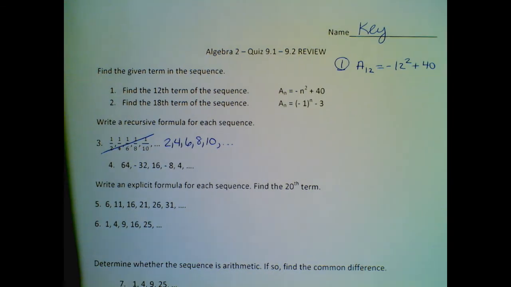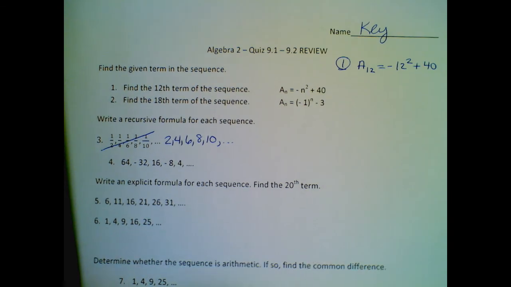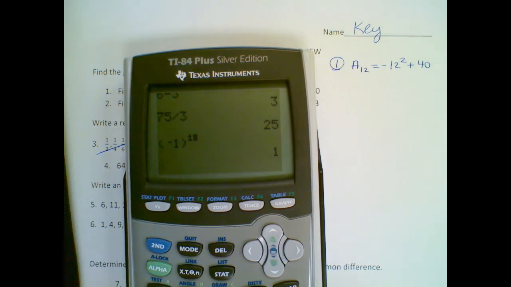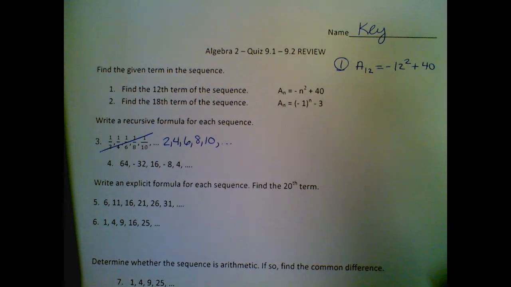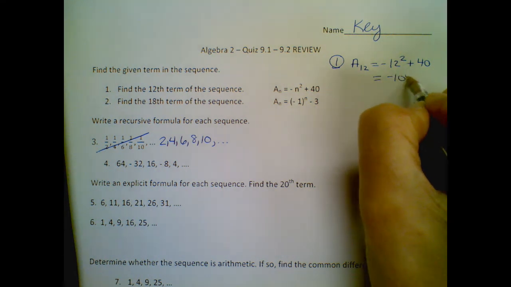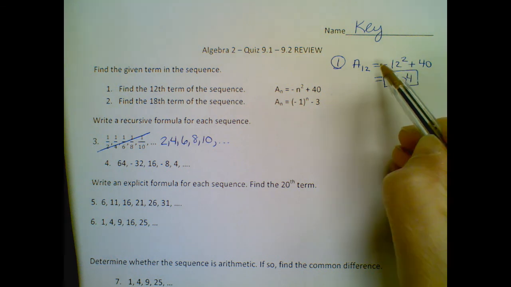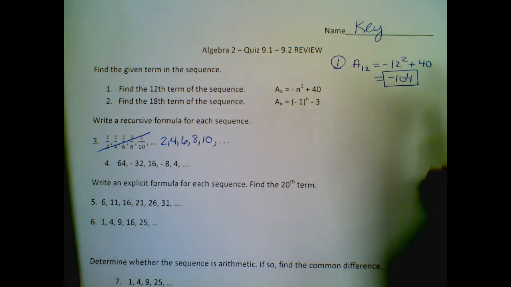Now if I was going to type this into my calculator, I'm not going to put parentheses. I'm going to type it exactly how I have it written. So I would do negative 12 to the second power, and then plus 40, and I should get negative 104. If I'm doing it by hand, I'm doing 12 squared first, getting 144, and then taking it times the negative 1, so negative 144 plus 40.